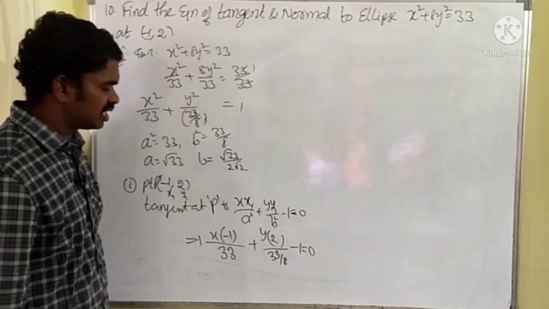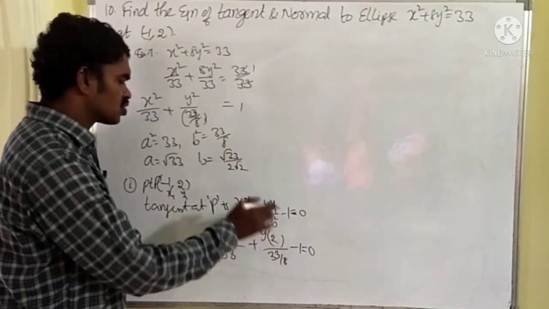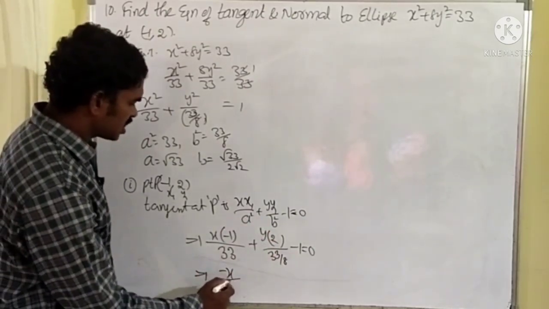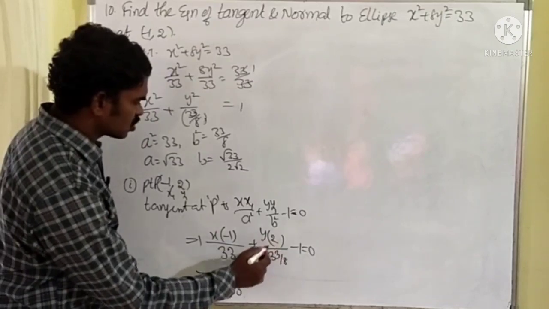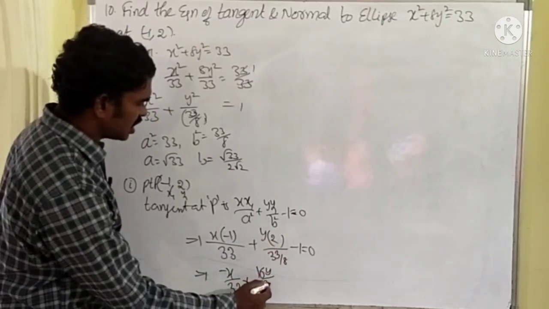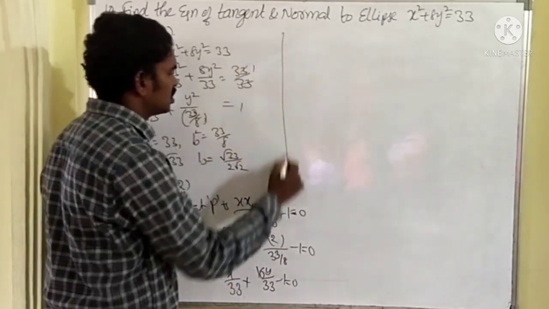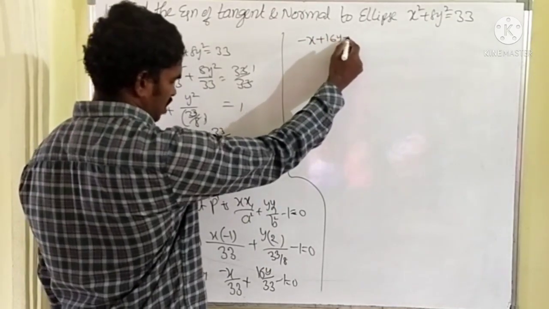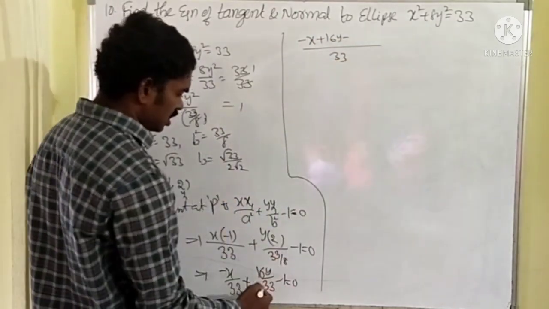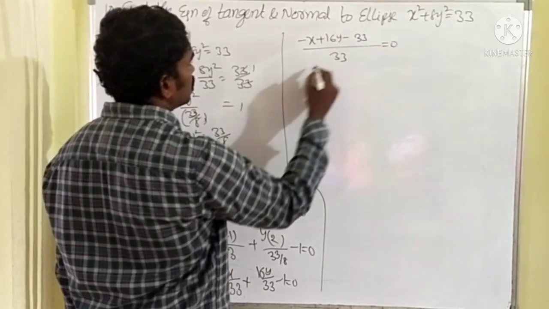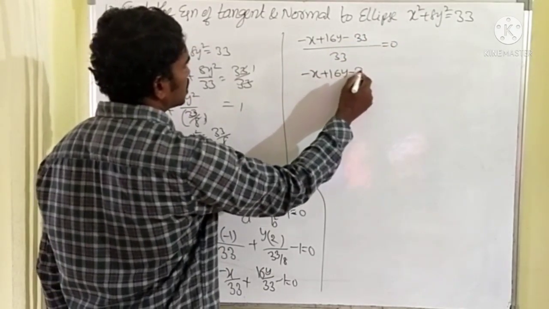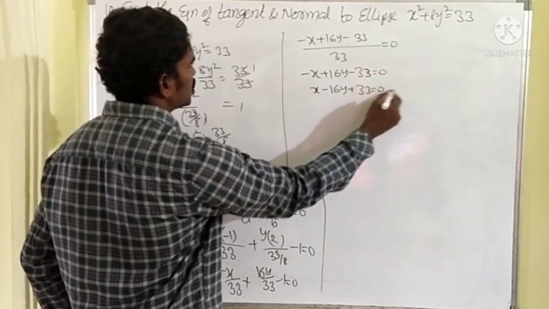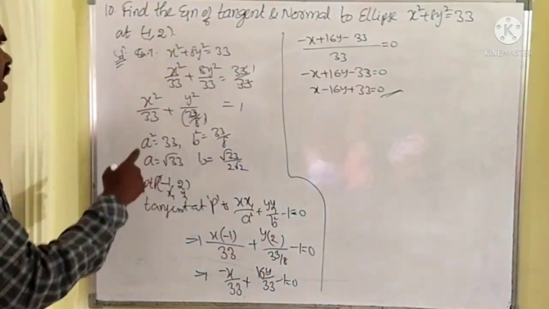So now we should simplify this. 8 is in the denominator, it goes to the numerator. So whenever it goes to the numerator, 8 into 2 is 16. So minus x by 33 plus 16y by 33 minus 1 equal 0. So 33 becomes the LCM. So minus x plus 16y minus 33 is equal 0. Or we can write x minus 16y plus 33 equal 0. So this is the equation of the tangent at minus 1 comma 2.